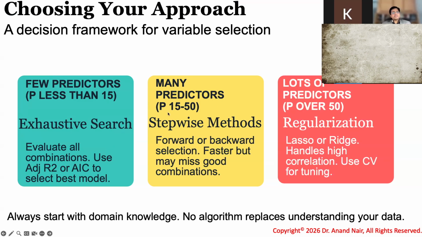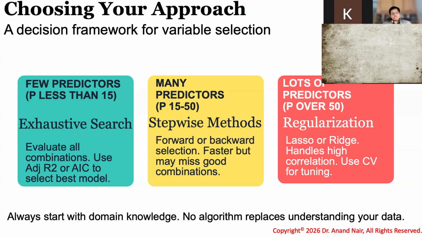If you have many predictors, 15 to 50, then go with stepwise. It could be forward or backward or a combination of the two, or any of the three iterative methods, right? These are faster. But the challenge is some of the good combinations that you may have gotten through exhaustive search can get missed out. And if you have a lot of predictors, beyond 50, then you choose regularization, lasso or ridge, depending on whether you want to keep all the variables or eliminate some of them. It also handles high correlation among these variables. You can use CV for tuning. So that's the way in which we will think about variable selection, depending on the number of variables.